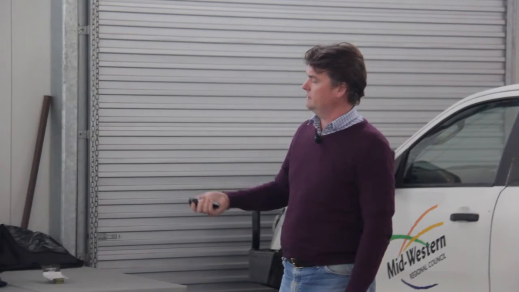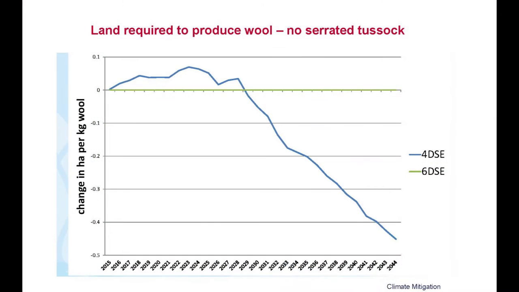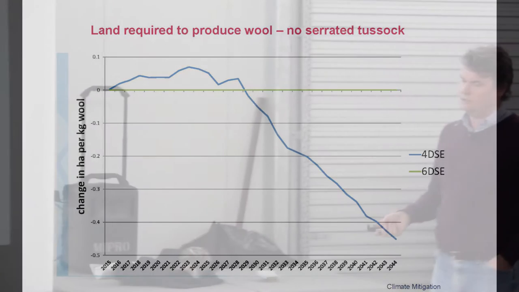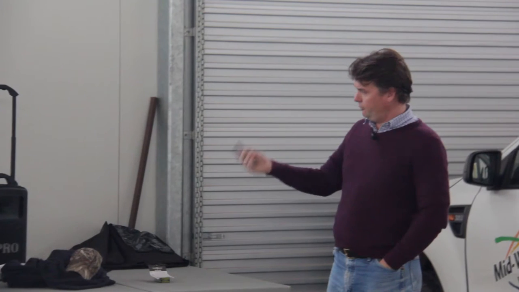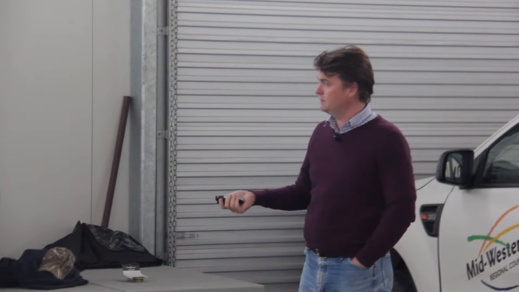So that's greenhouse gas emissions. Now we can look at the land required to produce wool. So you can see here that over 30 years in the 4DSE, you actually need less land to produce a kilo of wool. So even though you might be putting out more greenhouse gas emissions, you're actually having a benefit on the amount of land you require to produce that product. So essentially, you can produce more wool per unit area if you reduce your stocking rate. And I'll come to why this is here.